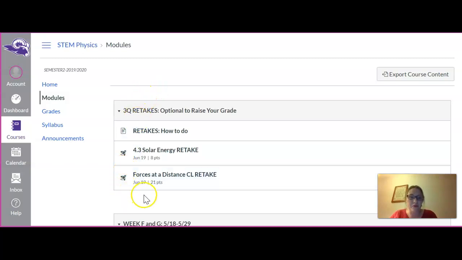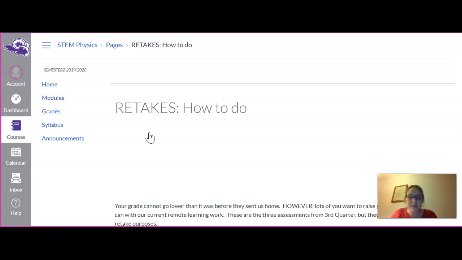So the third one will appear down below. The names are the same as they were, so you can go look at your grades and say, wait, what did I get the first time on 4.3 solar energy quiz? Or forces at a distance CL for Coulomb's law, you can go look in Skyward and see what your grade was the first time on those. I'm going to click on the page first for how to do these retakes so you know what the rules are.